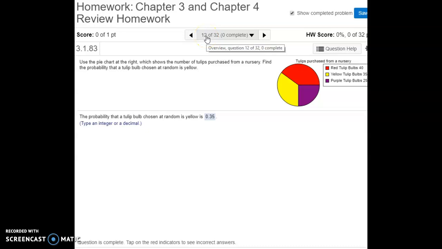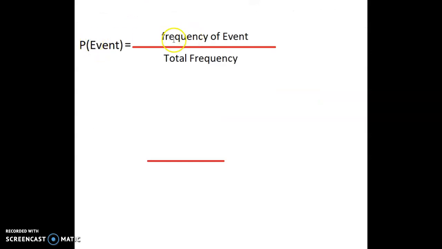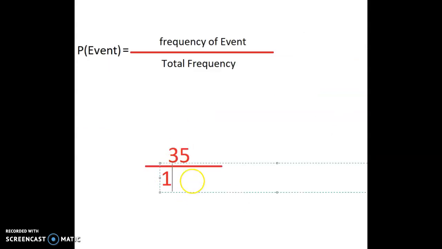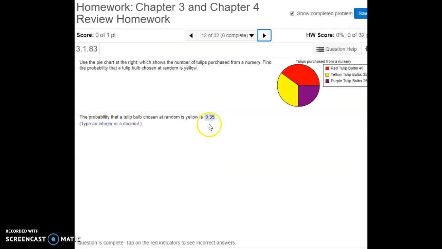For number 12, we're going to find the probability using a pie chart here, and it's find the probability that a tulip bulb chosen at random is yellow. So based off this pie chart, we can see the number of different colors of tulip bulbs, and it gives us the number here. There's 35 yellow tulips. So the probability that we randomly select a yellow tulip, there's 35 different ways that can happen, and then we need the total number of tulip bulbs for our total frequency. And we would need to add these three values together, and they come out to 100. And so the bottom part of our ratio is 100, and this is the probability of randomly selecting a yellow tulip. And 35 divided by 100 as a decimal would then give us the probability of 0.35.